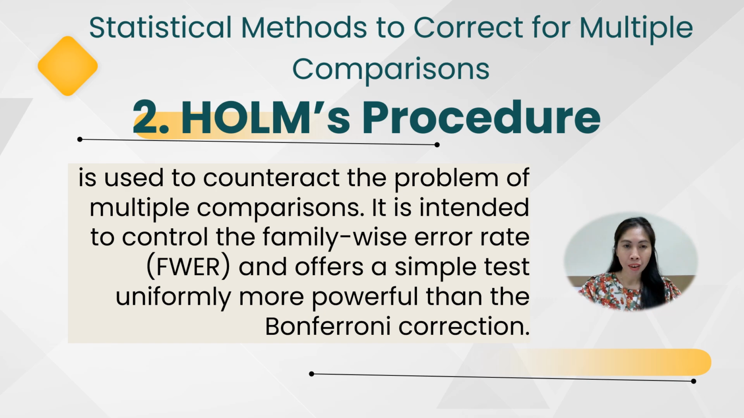I have with me here another statistical method to correct for multiple comparisons, aside from the Bonferroni test a while ago. So here we have Hall's procedure. What is this? This is used to counteract the problem of multiple comparison. It is intended to control the family-wise error rate and offers a simple test uniformly more powerful than the Bonferroni correction.